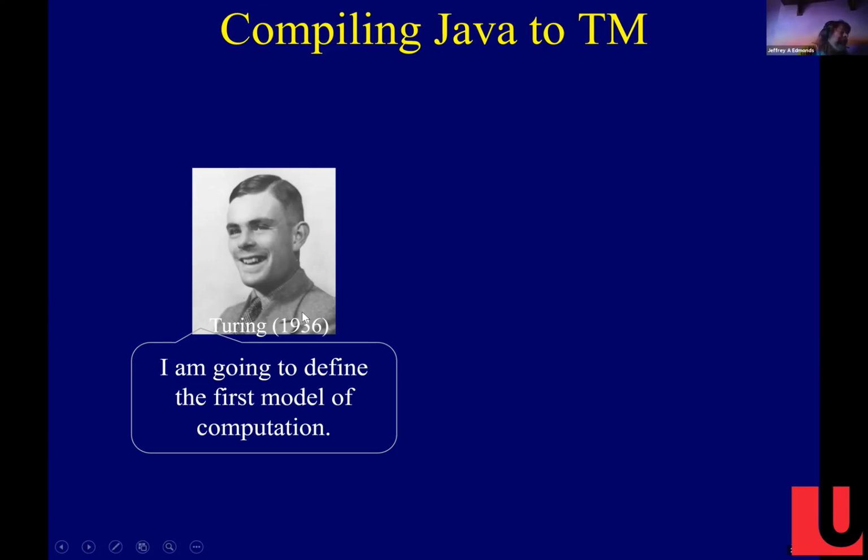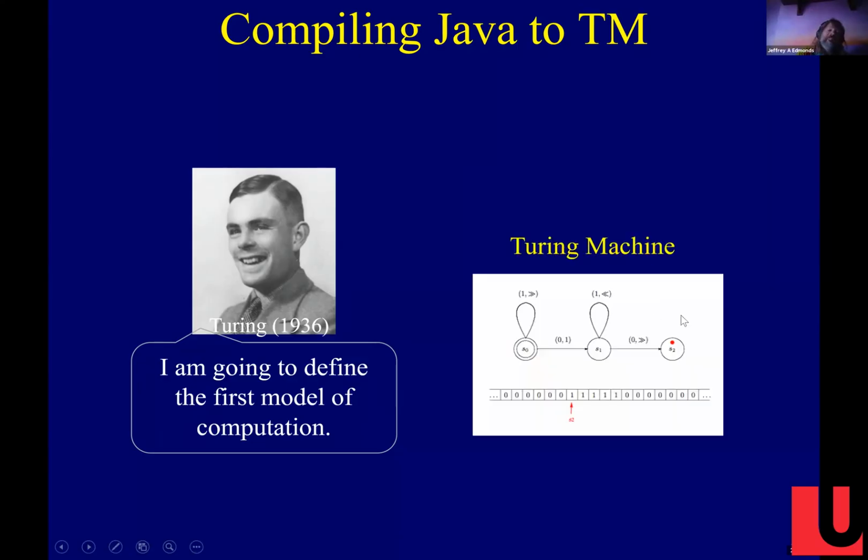What you need to know about a Turing machine is that Turing defined a model of computation. And what is it? That's a Turing machine. So I flash up a picture. It has a bunch of states. It has a tape. That's it. Everything you need to know about a Turing machine is that it computes.